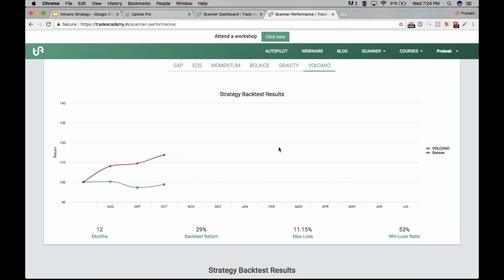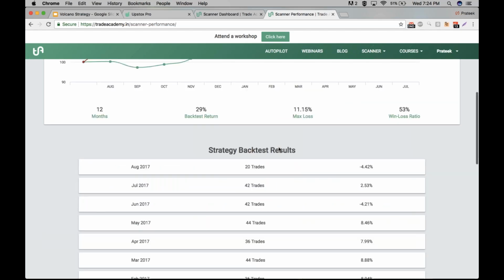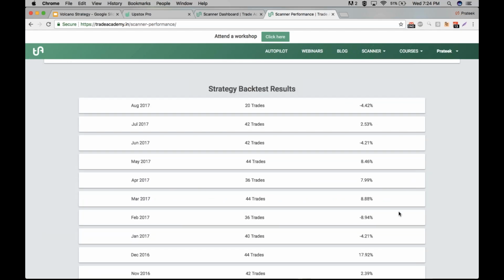So Volcano stats are this. The advantage with Volcano is that you can just place an order in the morning and forget about it. Right? It becomes easier to trade.